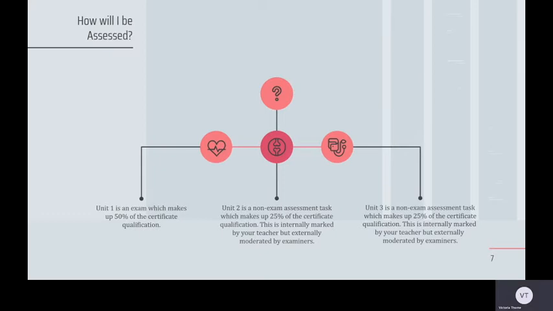So how will you be assessed? Well, the benefit of medical science is that it isn't all exam-based. If we focus on just Year 12, Unit 1 makes up 50% of the qualification and is exam-based. Unit 2 and Unit 3 are both coursework-based modules. Each are worth 25% of Year 12 and are marked by the class teacher, but will be moderated externally by examiners outside of the school.